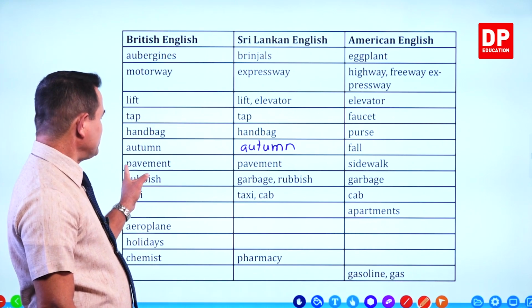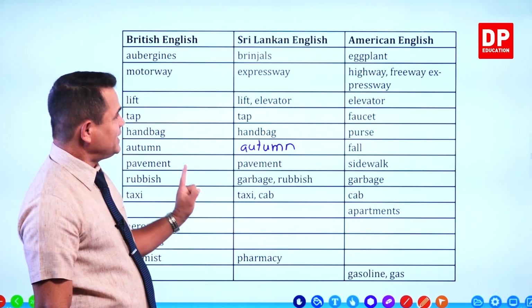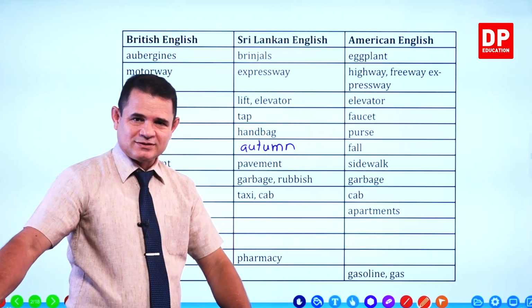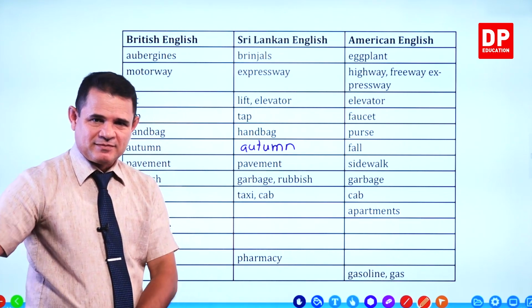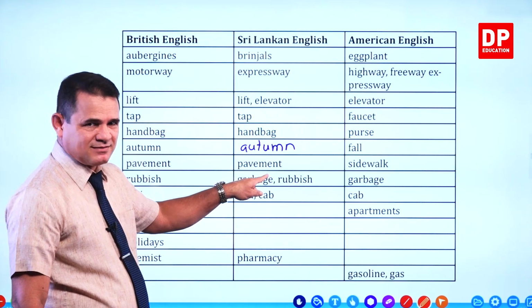And then the next one, pavement. That is British English. For that, Americans use sidewalk. Sidewalk. පාරේ. අපි pavement එක කියලා කියන්නේ. But Sri Lankans use pavement. Right?